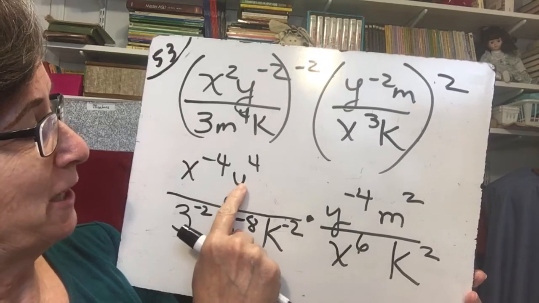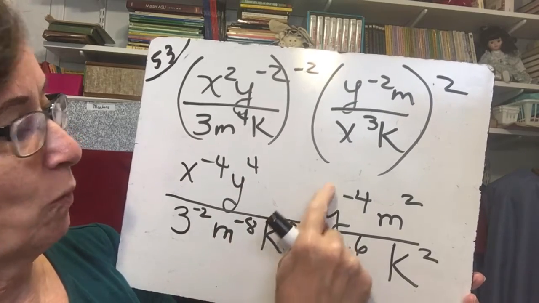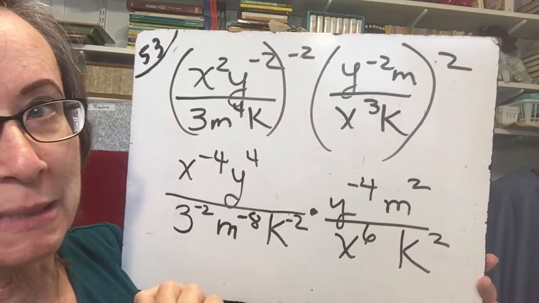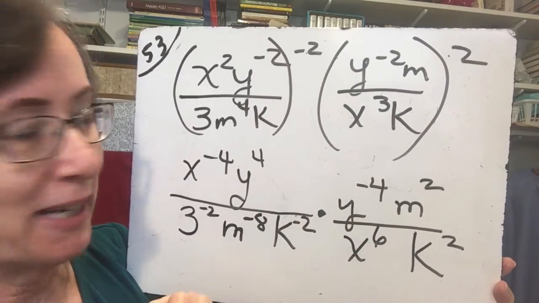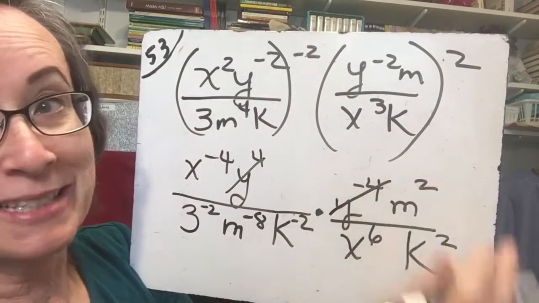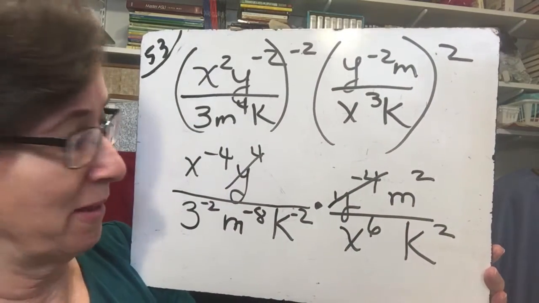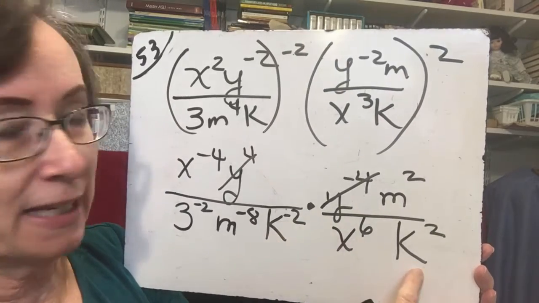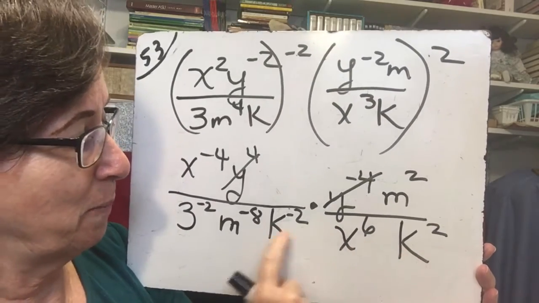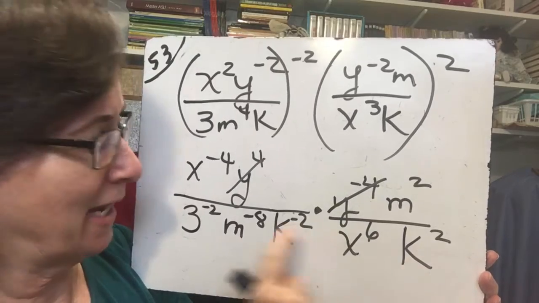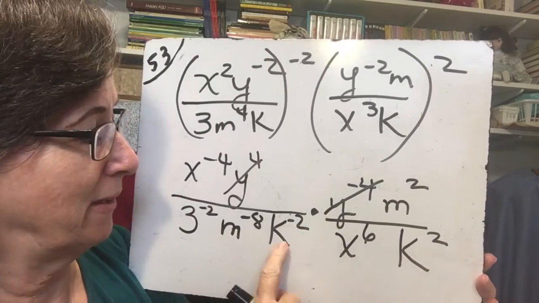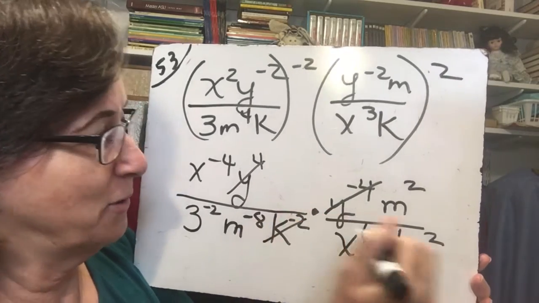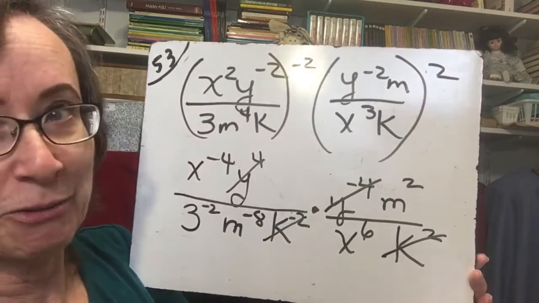Okay, so what if I just multiplied y to the 4 and y to the negative 4? When I multiply like bases, don't I just add their exponents, and y to the 0 is 1? Those just cancel out. You don't have to do anything with them. Okay, what about the same thing for a k to the negative 2 and a k to the 2? When I multiply those together, just like I would a fraction, denominator by denominator, I end up with k to the 0, which is 1. Those two just cancel out.